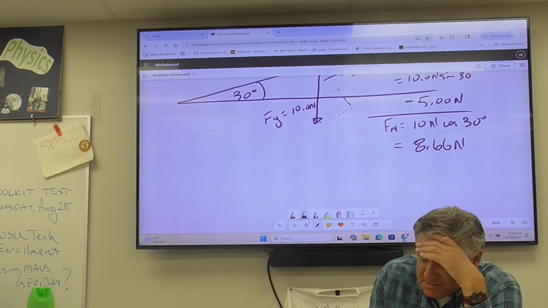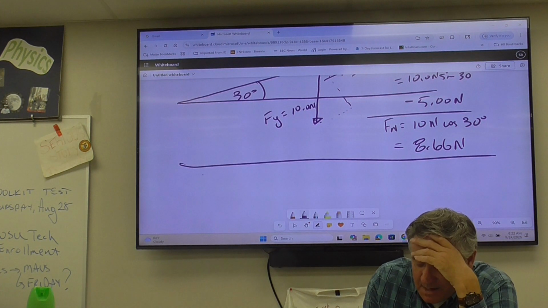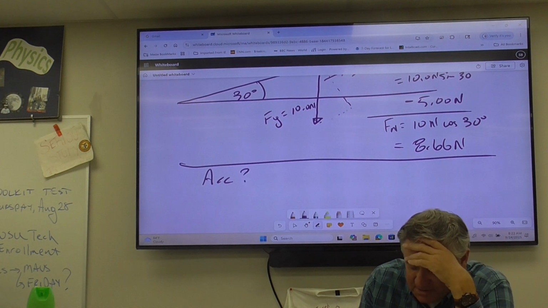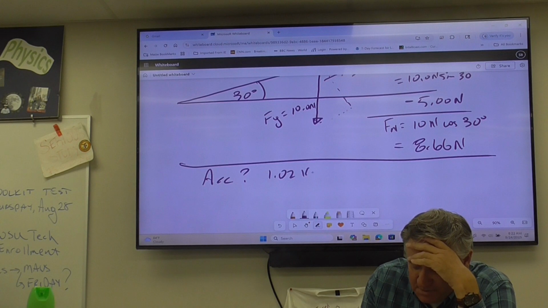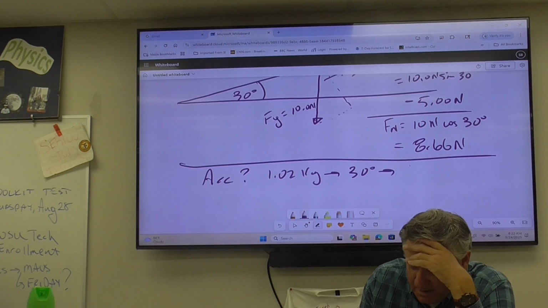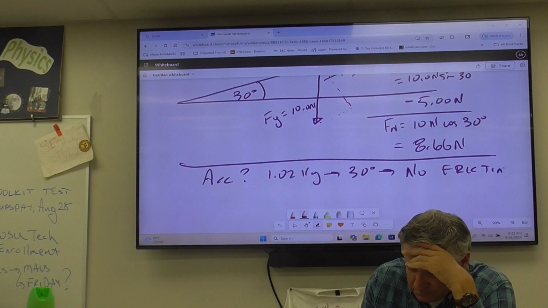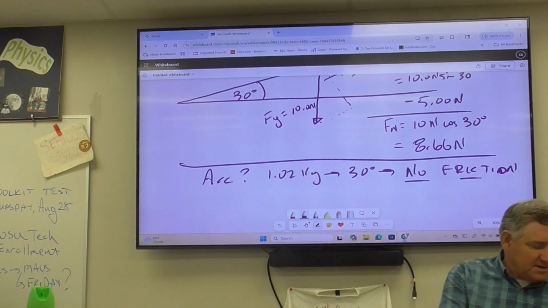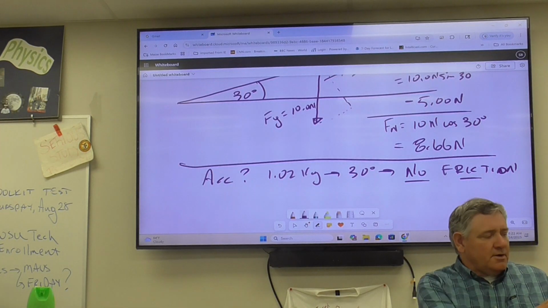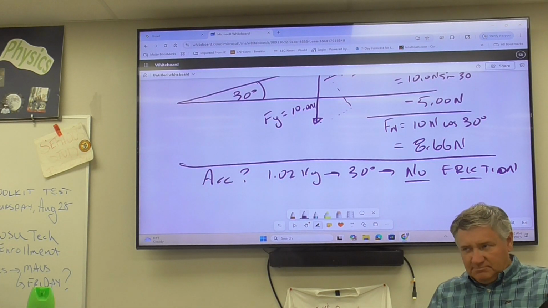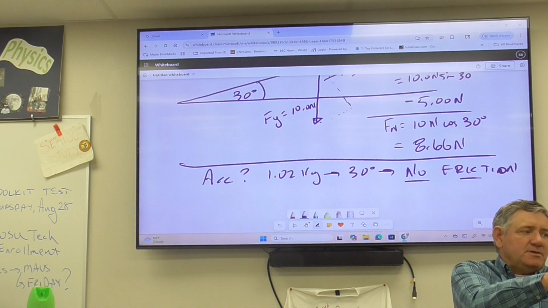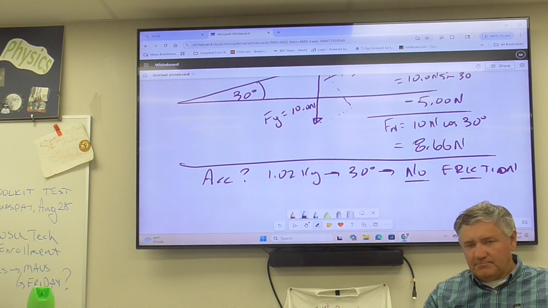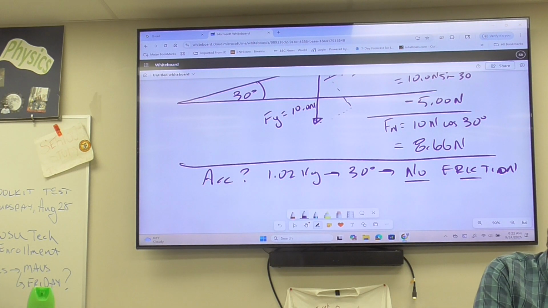So here's the first problem. I would ask you, what's the acceleration of a 1.02 kilogram mass sitting on a 30-degree angle, and there is no friction? Okay? So, you're at a 30-degree angle, like this, okay, which is about like it. I'm going to put this on here. I'm going to let go of it. I want to know what the acceleration is going to be.